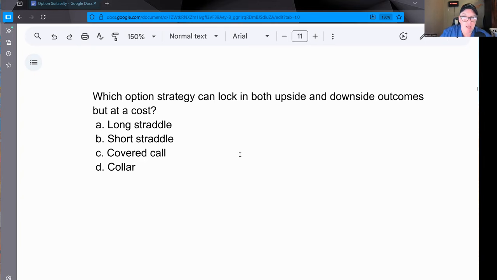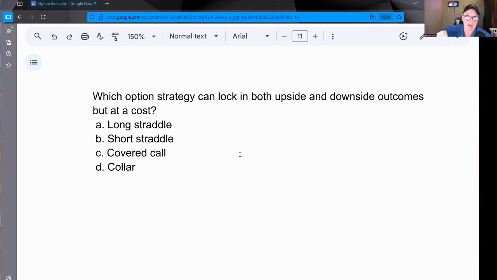Which option strategy can lock in both upside and downside outcomes, but at a cost? Cover call. Because you're buying a cover call, a collar. Sorry about that. Let's see. Long straddle's volatility, short straddle is premium or unlimited. So A and B are out. A collar could cost you money, right? So I think a cover call, you lock in your upside because you can't make too much, but your downside's big. So I get that, okay?